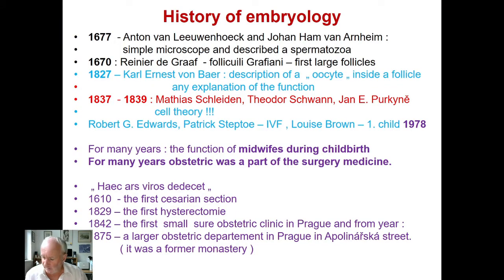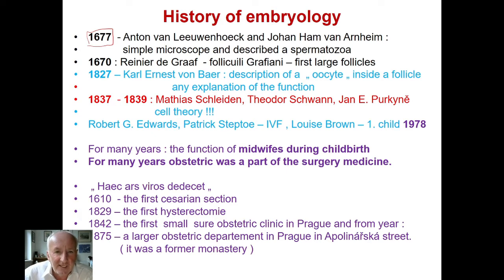So, a little bit from history. You might know some, or you could gain from this lecture some new important names. The first very important, and maybe it's the right year, I am not completely sure, but they say it is 1677. These two gentlemen, Anton van Leeuwenhoek and Johann Ham von Arnheim, from Holland, Netherlands.